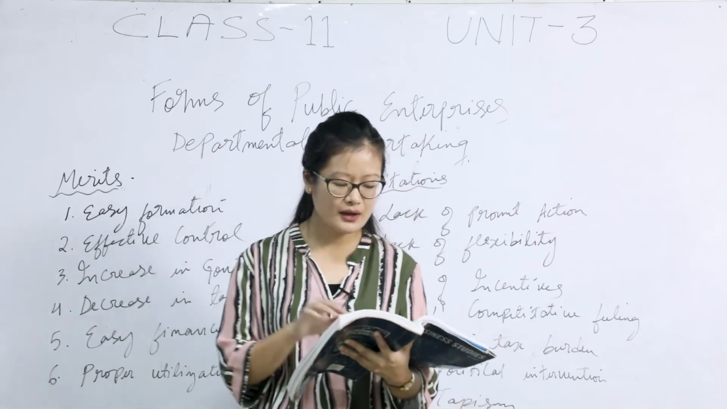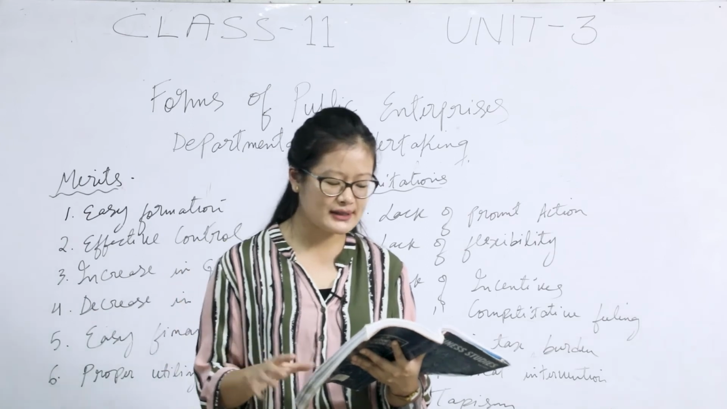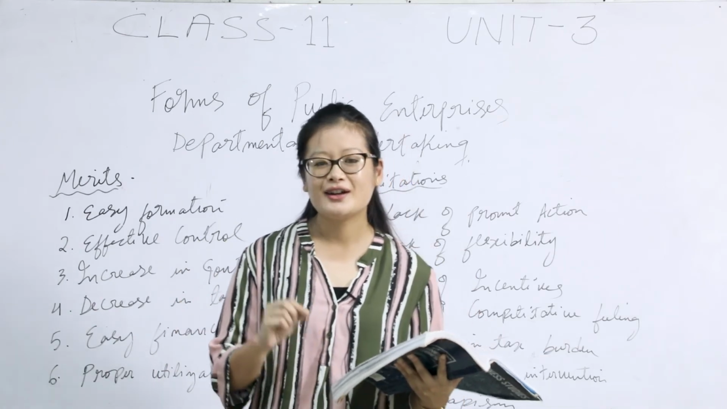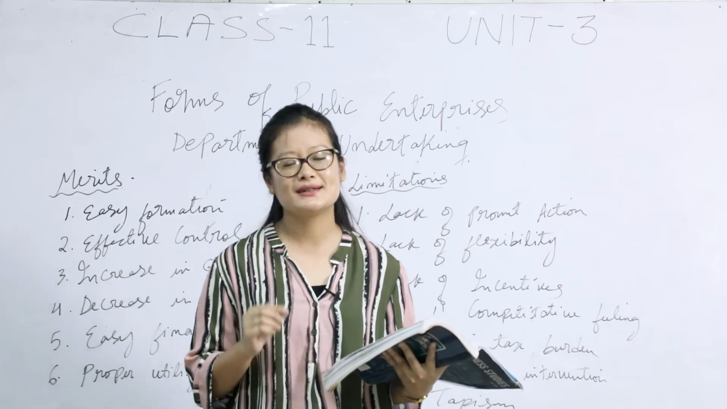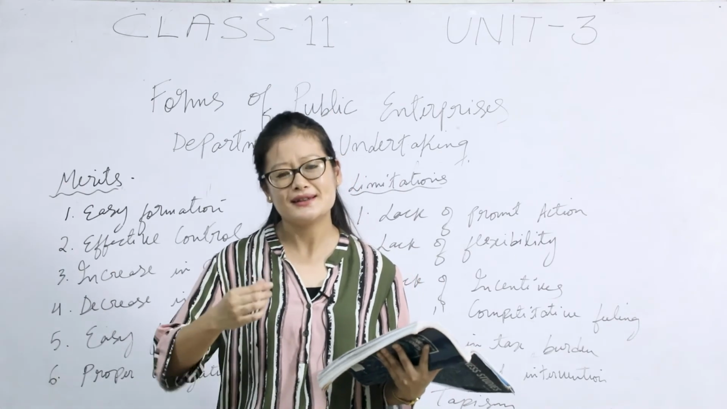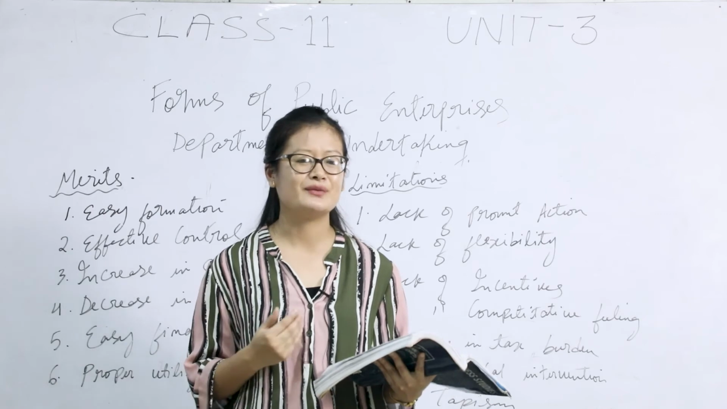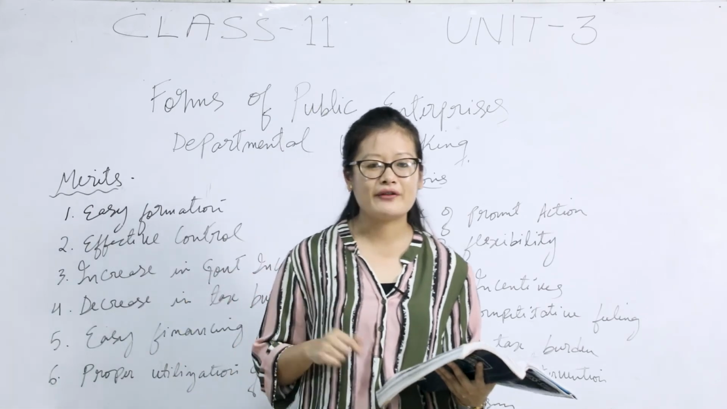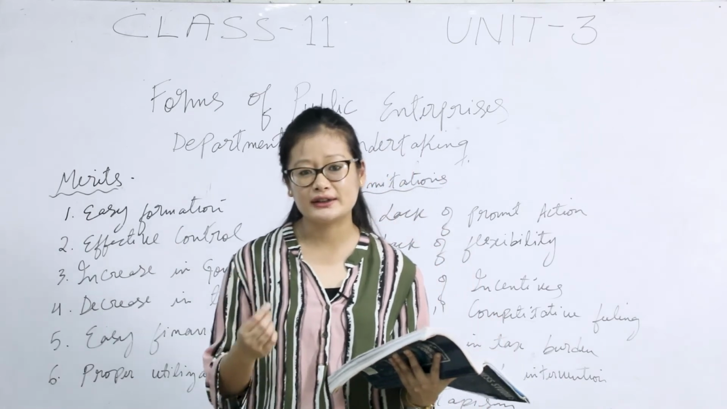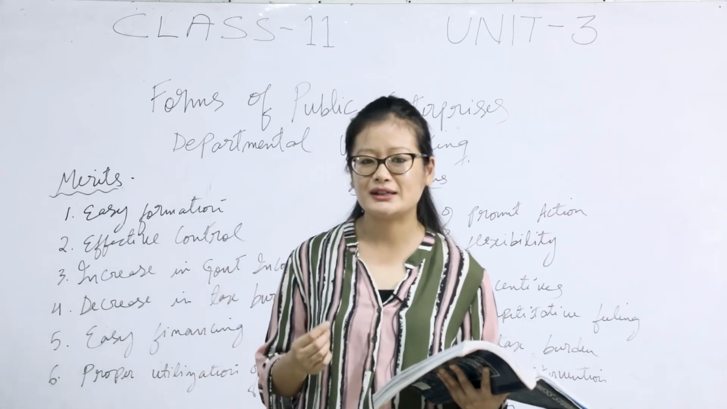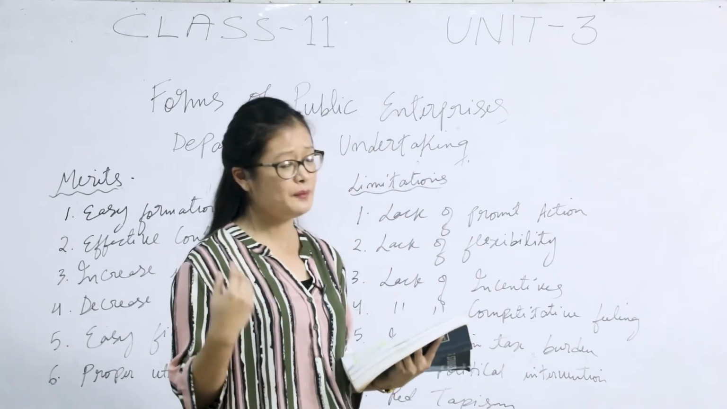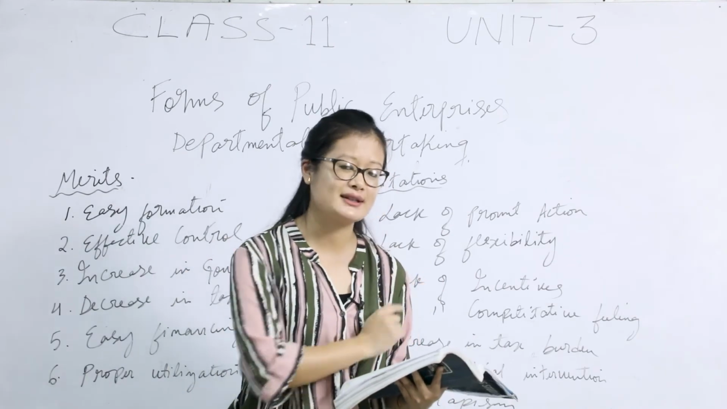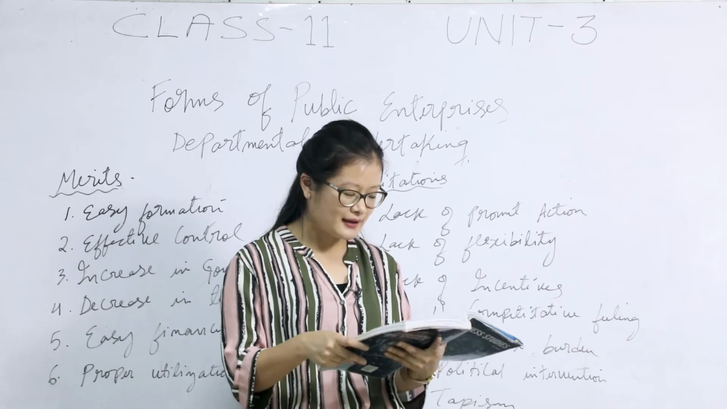Moving ahead, number 5 is increase in tax burden. Here the government imposes tax, in the sense that the government collects tax from the public. Why? In order to recover the loss that they have incurred. That is the reason the government imposes tax on the public, so it becomes a limitation for this department.